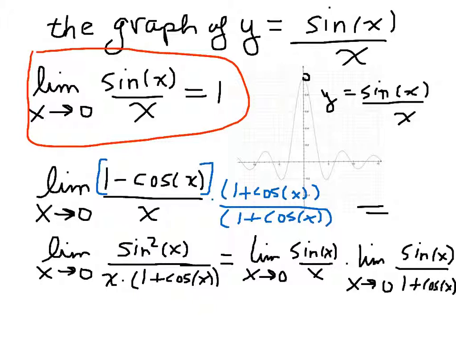Okay, so here's what we know. This limit goes to 1. That's already been shown. Now, how about this limit? If we let x become 0, or get close to 0, the top goes to 0, the bottom goes to 2, and so 0 over 2 is 0. So what we see here is that this limit is 1, this limit is 0, and so this limit as x goes to 0 of 1 minus cos x over x is in fact equal to 0. And those are the two important results that we need.